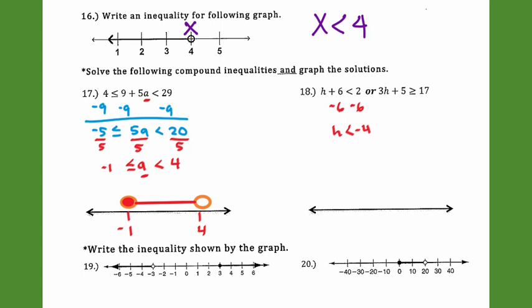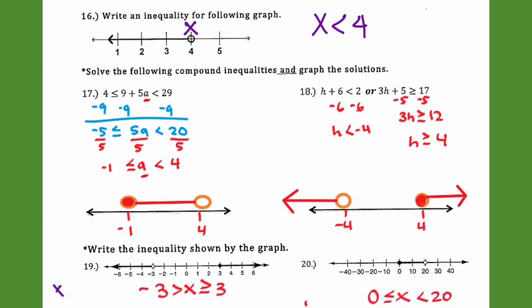On 18, there are 2 separate inequalities, so we can solve for one, then solve for the other, and graph both. 19 and 20, we are looking at the graph and writing what it represents. So remember that x represents this value, and it also represents these 2 values.